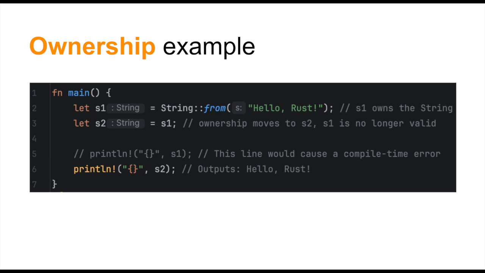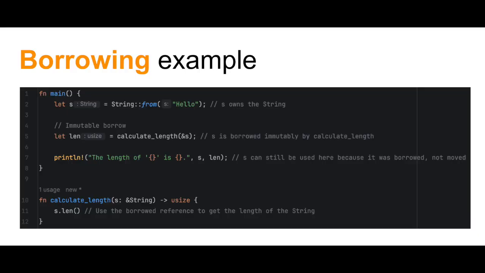So this is a very important concept. You have a variable. If you assign it to something else, then the previous variable is no longer usable. And if you try to use that same reference again, the Rust compiler will prevent you from doing that. This is the very first concept. The second concept is borrowing. So here we have again a variable s with this hello sentence.